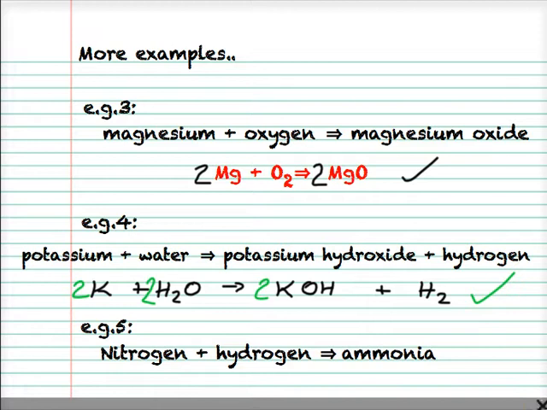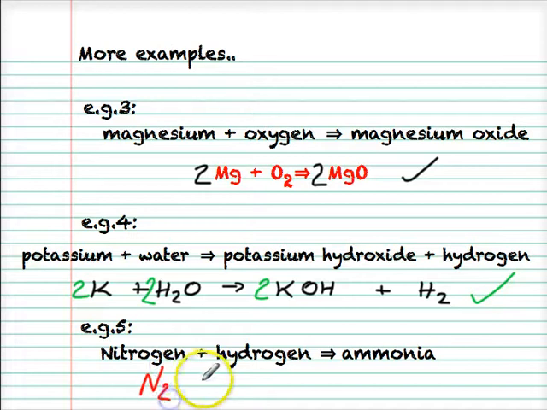Nitrogen plus hydrogen makes a substance called ammonia, and we have nitrogen, which is also diatomic, N2, plus hydrogen, which we know is diatomic, which makes ammonia, which is NH3. So we have not enough hydrogen on the left because we have 2 hydrogens, 3 hydrogens on the right. We have too many nitrogens on the left, only 1 nitrogen on the right.